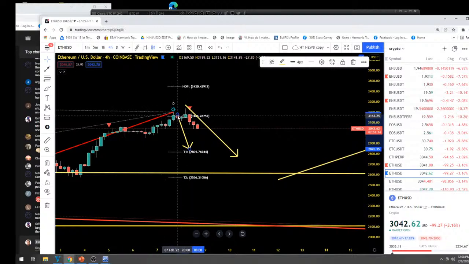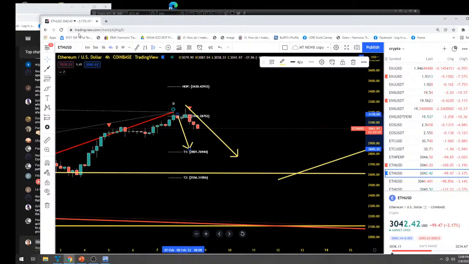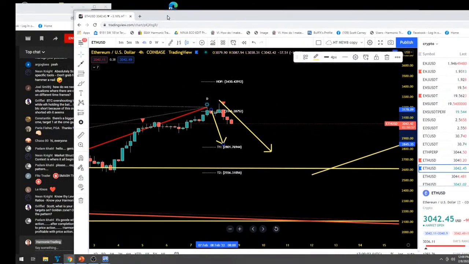You'll get plenty of opportunity, and remember, these are 4-hour candles, so 1, 2, 3, 4, 5, you spend almost 20 hours above that terminal bar or at that terminal bar level, almost a full day. Think of it that way.